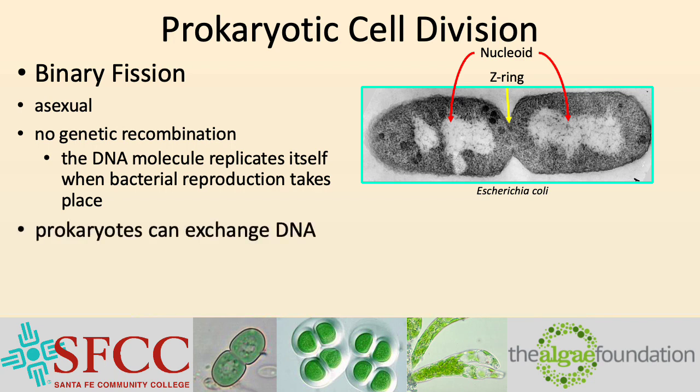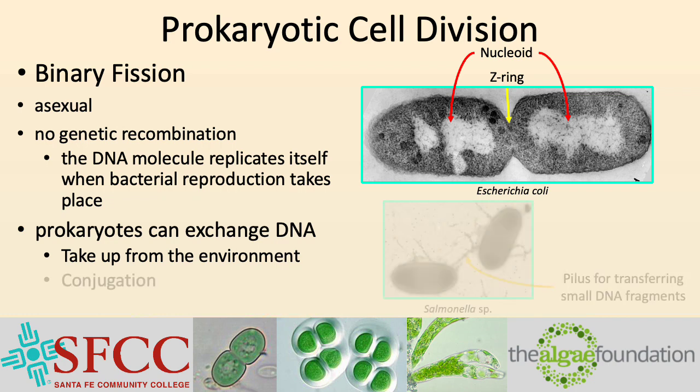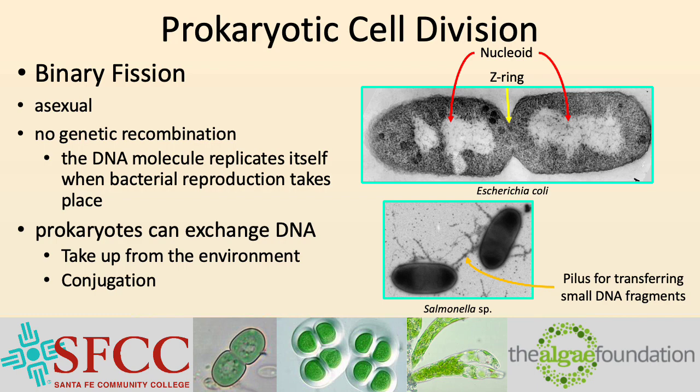Prokaryotes are able to mix up their DNA either by taking DNA fragments from the environment and incorporating them into their genome, or by conjugation, where two prokaryotic cells join and swap fragments of DNA.